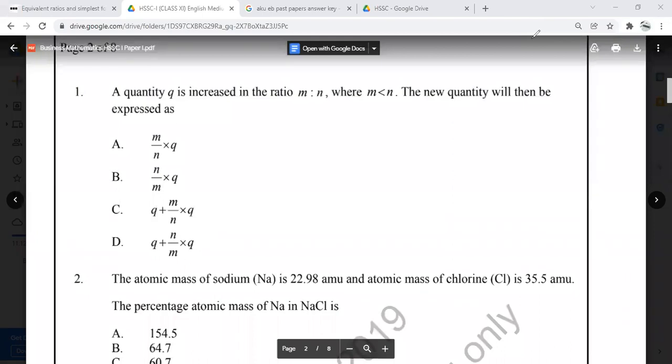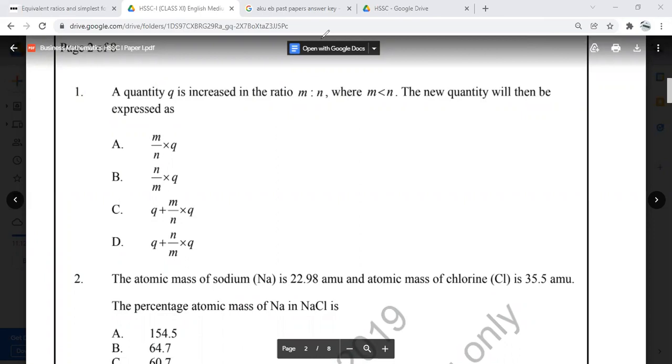Okay, so now let's do some past paper questions. This is a 2019 paper, and we're going to skim through it to look at the questions that are related to ratio. So the first one: a quantity Q is increasing in the ratio m is to n, where m is less than n. The new quantity will then be expressed as.